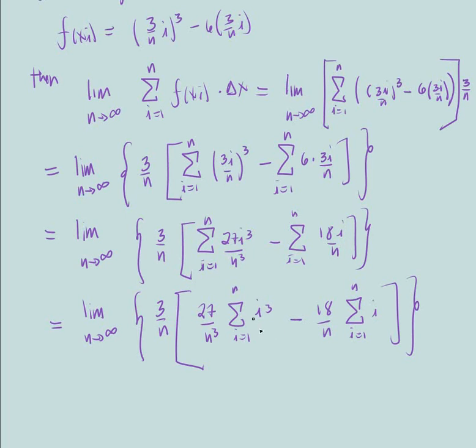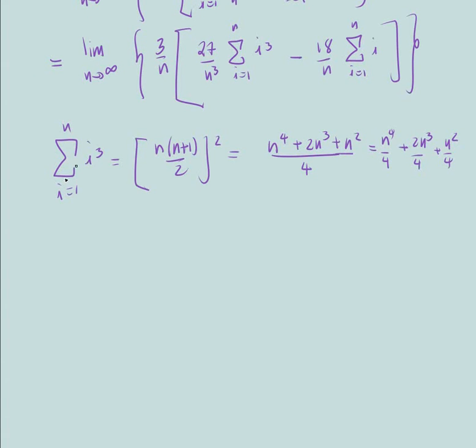the only thing we had to do is the summation of i cubed and i. And you remember there's two formulas for those. And here, according to the formula of the summation of i cubed, this is from the textbook, n times n plus 1 divided by 2, squared, which is going to be, well, n to the 4 plus 2n cubed plus n squared divided by 4, or if you want individual, it's going to be this one.